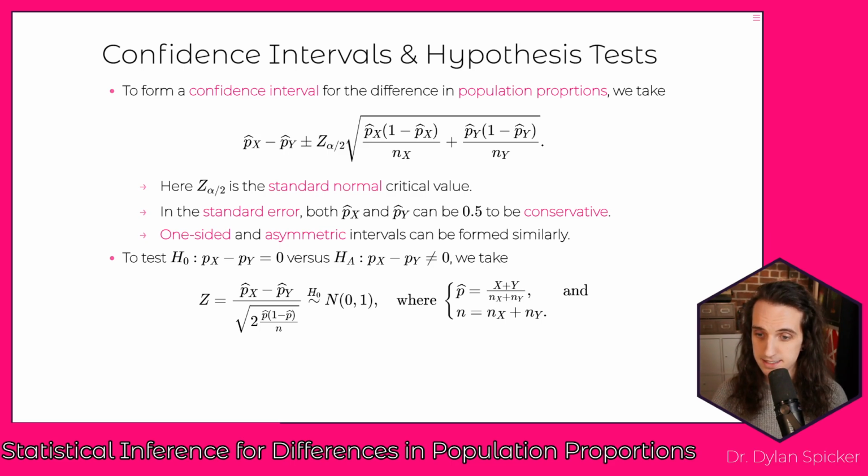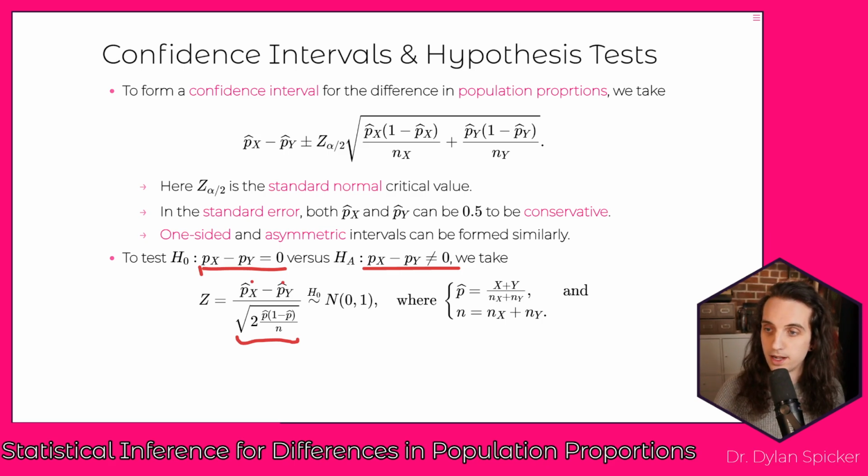If instead we wanted to test the null hypothesis that the proportions were equal versus the alternative that they're not equal, we can take our Z score. So we take p hat x minus p hat y, and divide that by the standard deviation under the null hypothesis. If p hat x and p hat y are equal to one another, then we can take a look at what this actually becomes up here, right? If p hat x and p hat y are the same, then these two expressions are going to be equal to one another, and so we get 2 times p, 1 minus p, right? This will be approximately normal under the null hypothesis.